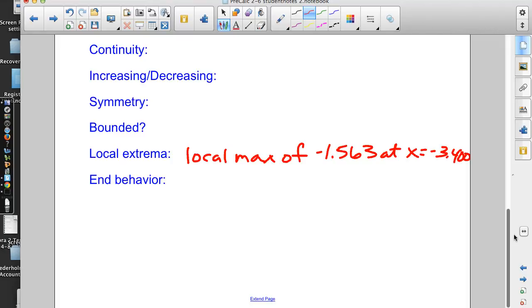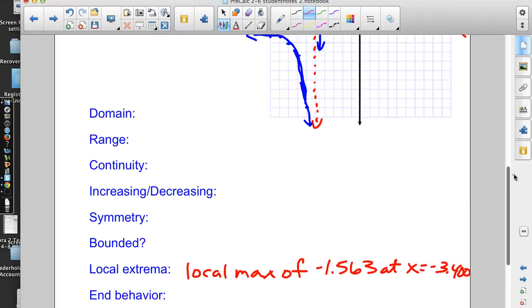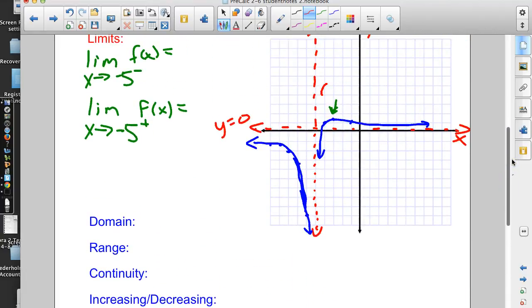But important for our graph is that we make sure that it looks like we're going through that point. So at negative 3.4, we are at approximately negative 1.5 for our graph. And then vertical asymptotes, again, part of the objective: never cross them, never. Ever.